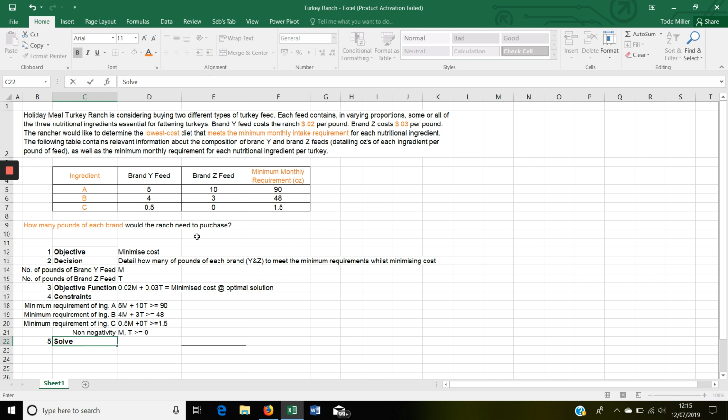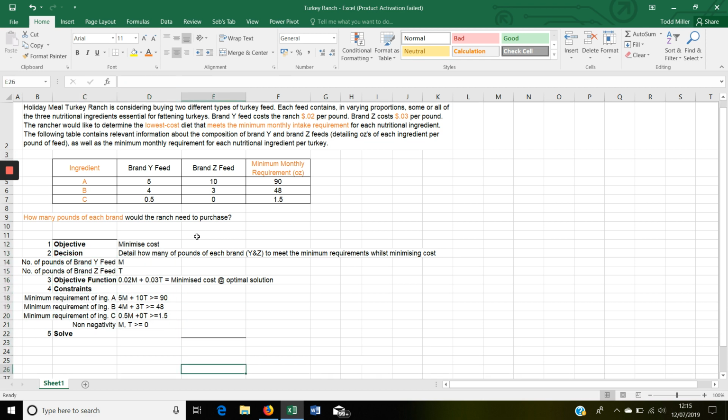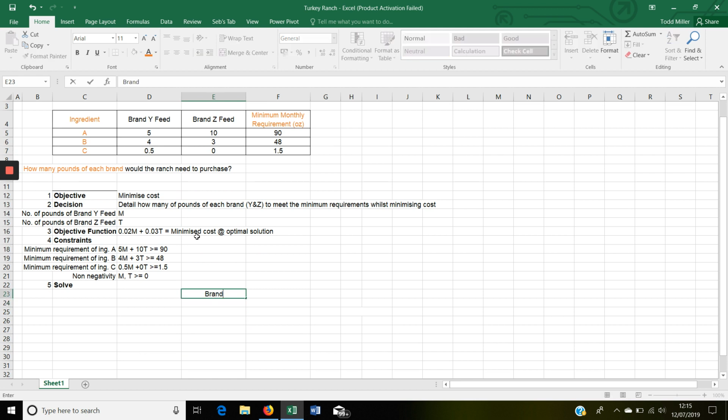To be able to solve it through the use of Excel or Google Sheets, we have to set up the information that we have in steps 1 to 4 into a usable format. So this is the table that we'll always detail. We start off with our decision variables. This is going to be the amount of pounds of brand Y feed, which would be M, and the amount of pounds of brand Z feed, which would be T. For now, we're just going to put in zeros.